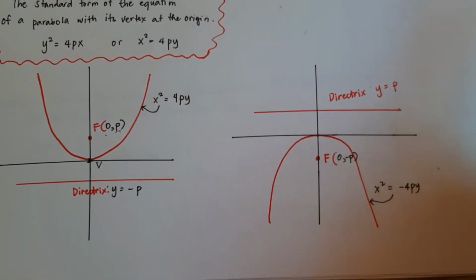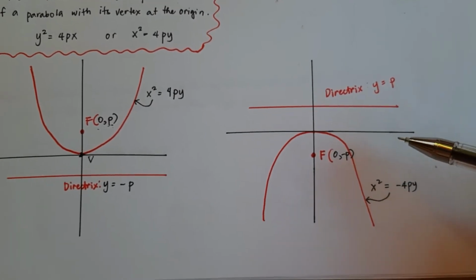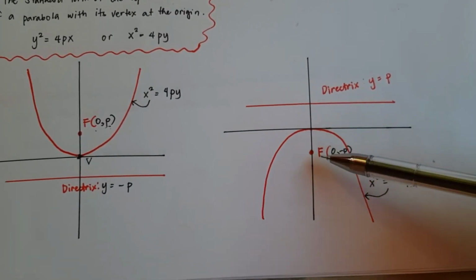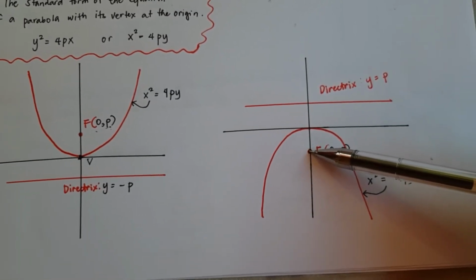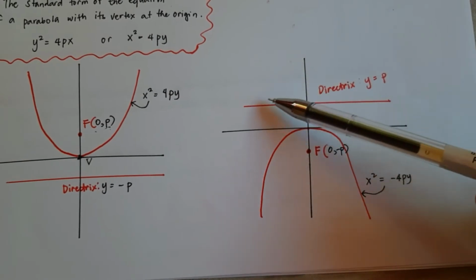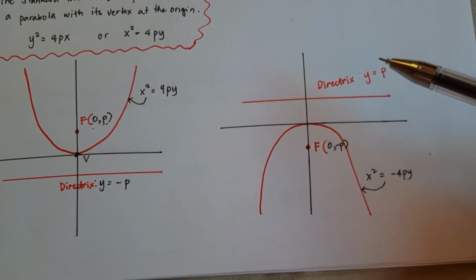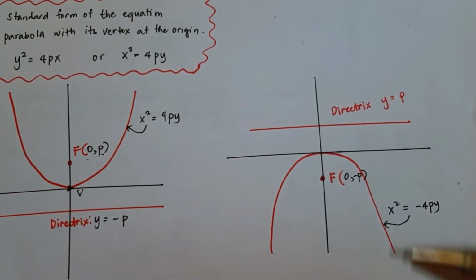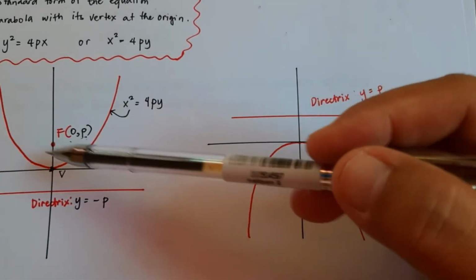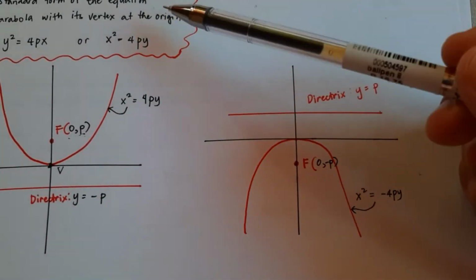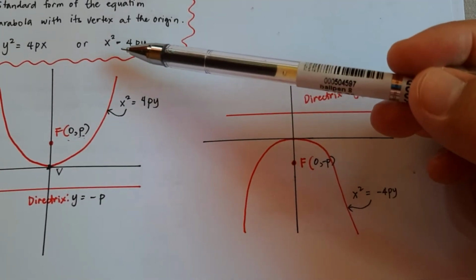Okay, next. Pag downward naman, opens downward. Again, ang focus ay nasa opening. So, since downward siya, nandito yung focus. And then, directrix, nasa likod ulit. So, the standard form of the equation of the parabola, if it opens upward and downward, is x squared is equal to 4py. Pag upward, positive, yun nandito.